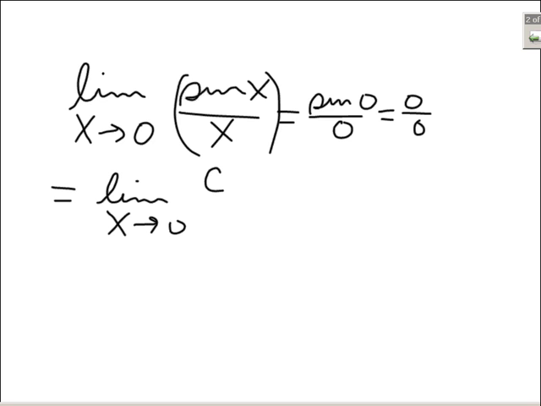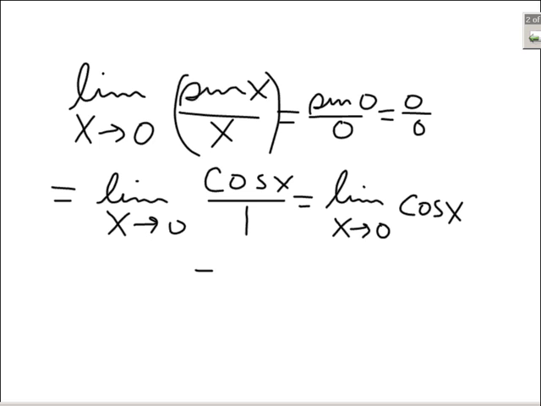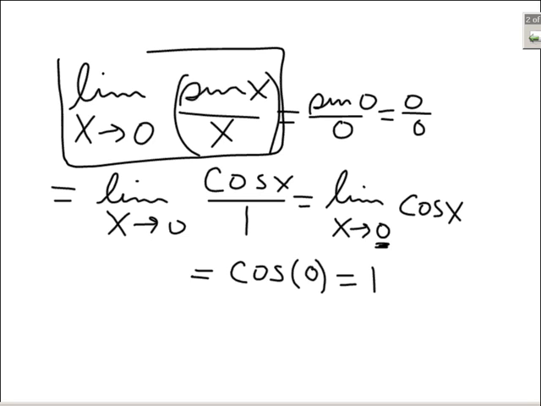The derivative of the top is cosine of x. The derivative of the bottom is 1. In fact, I'm pretty sure we did this one. Cosine x over 1 is just cosine x. The limit as x goes to 0 is cosine of 0, because it says 0 there. And that's 1. That is, after all that writing, that's 1. And we should know that.